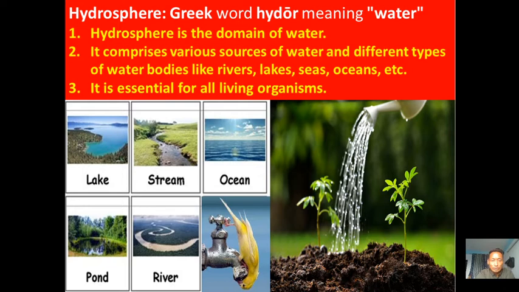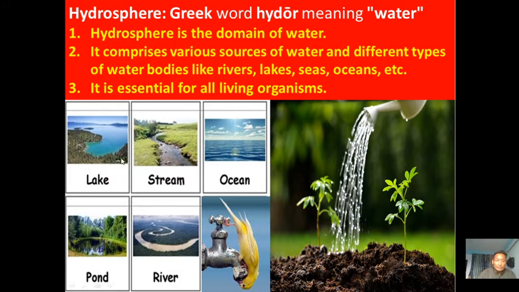On the lithosphere we have different types of water bodies, water in different forms. The hydrosphere has subdivisions, such as water in the form of rivers, lakes, seas and oceans. All these are collectively called the hydrosphere. Water is very essential, meaning very important, for all living organisms.